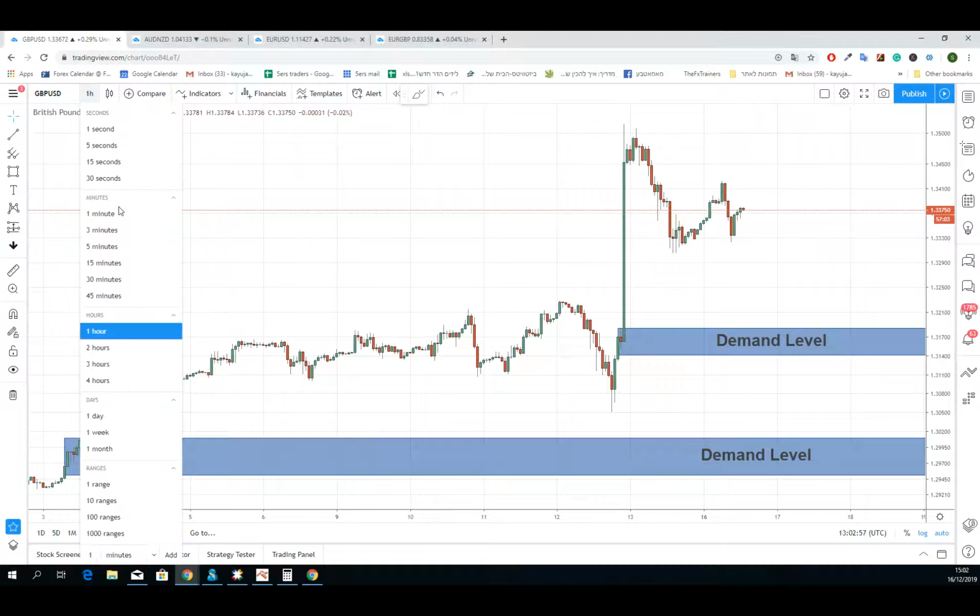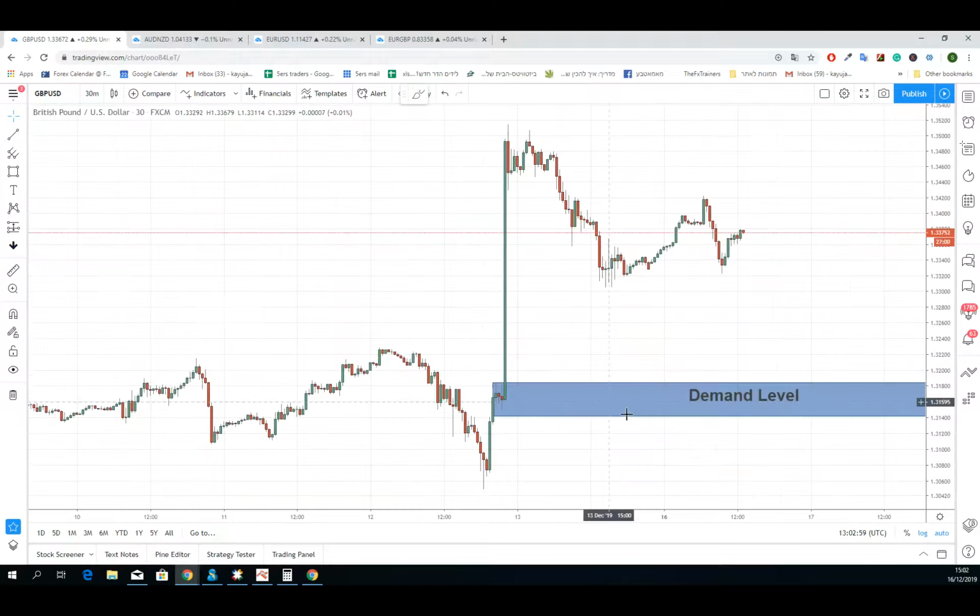If we look at the 30-minute chart, we can see the picture much more clearly. These few small little candles are exactly the picture that we are looking for to choose the demand and the supply levels. In this one, it's exactly a great demand to buy GBPUSD.